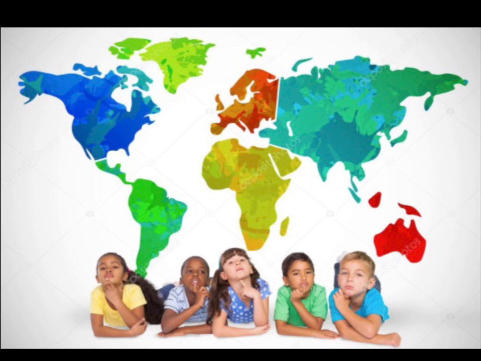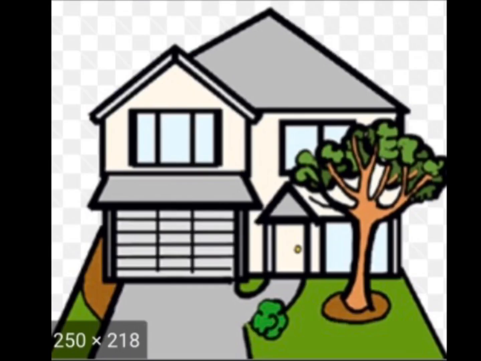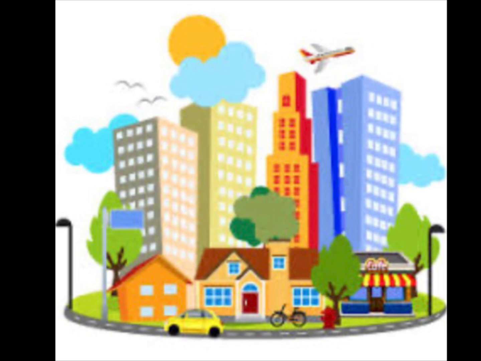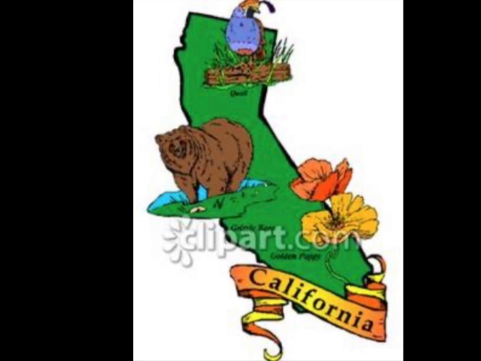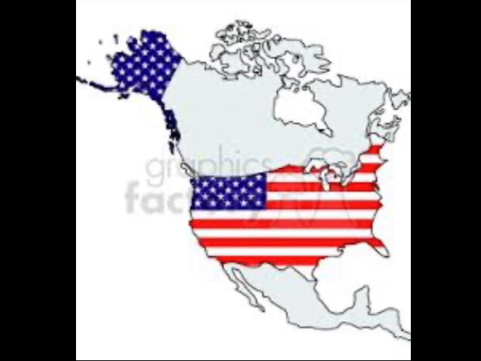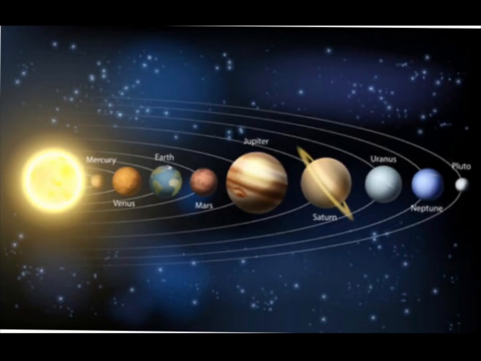The learning goal for this lesson is for you to understand that you live in a house. Your house is on a street. Your street is in a city. Your city is in a state. Your state is in a country. Your country is on a continent. Your continent is on the planet Earth. Your planet Earth is in a solar system.